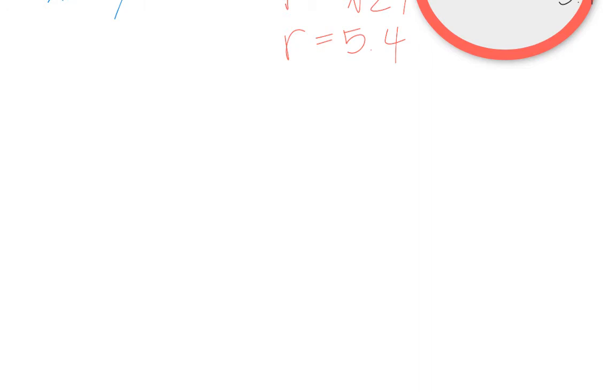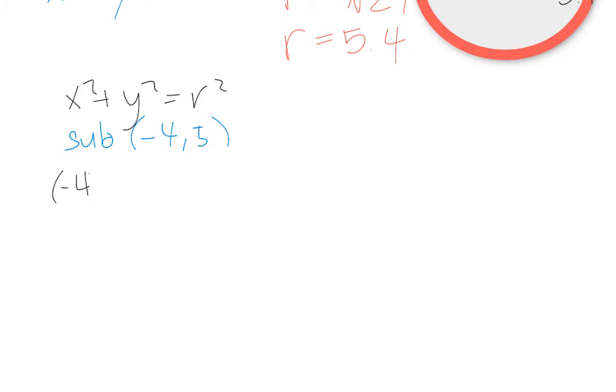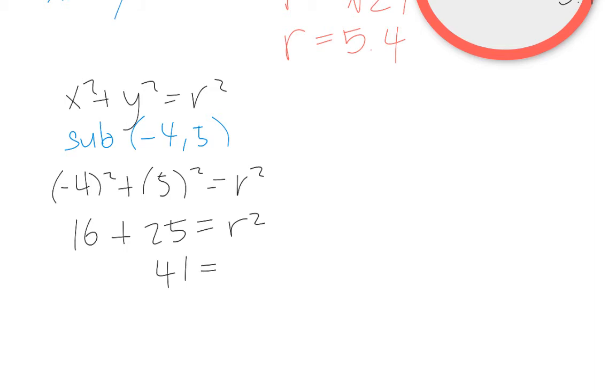So I'm going to start with the general equation of a circle. x squared plus y squared equals r squared. I'm going to substitute in the point that was given in the question, so negative 4 and 5. When I substitute in those values, I'm going to use brackets. Everything else stays the same. Negative 4 squared, pretty simple, that's 16. 5 squared, that's 25. Everything else stays the same. Let's simplify these numbers. 16 plus 25 is 41.